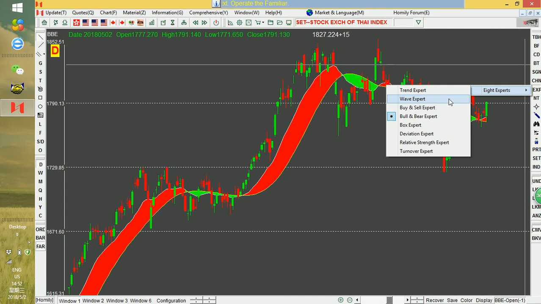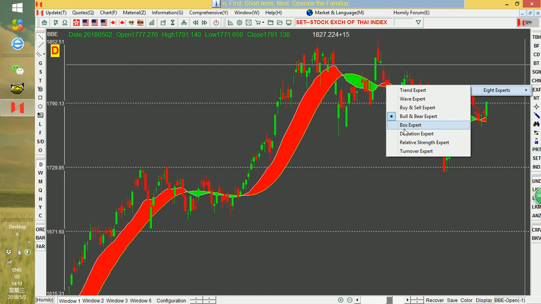They can be used in different terms. For example, the China bird is suitable for medium term and short term. But the wave bird is suitable for medium term. And the bull and bear bird should be medium long term. And we also have the buy and sell bird. This is actually suitable for more long term.